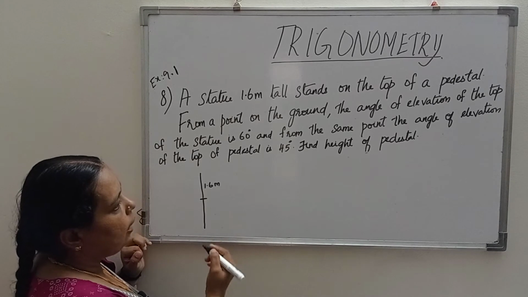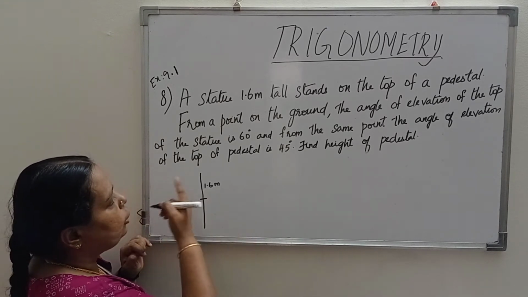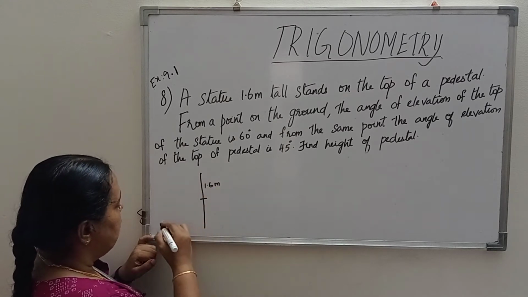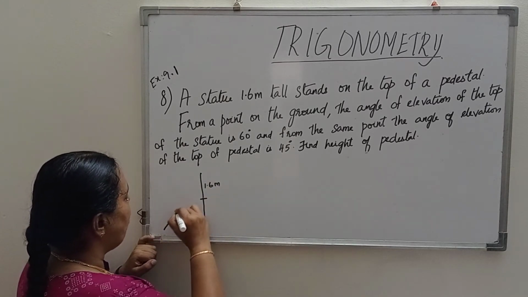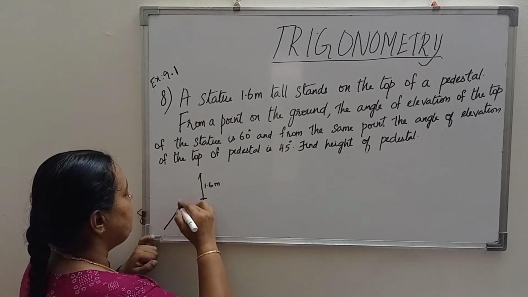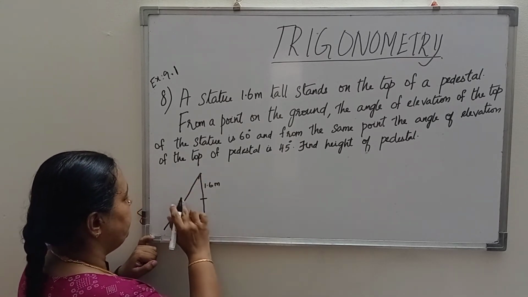From a point on the ground, the angle of elevation of the top of the statue is 60 degree. So this is the top of the statue. From the point on the ground, the angle of elevation is 60 degree.